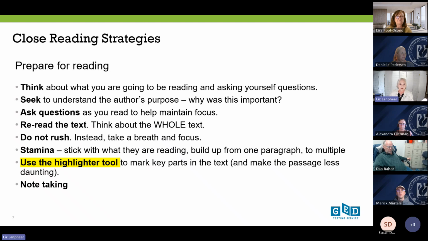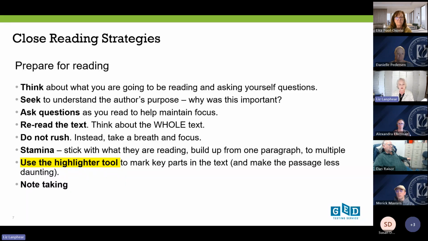Prepare your students to read. What I mean by that is help them to think about what they're going to be reading and ask themselves questions, like, what do I think I'm going to get out of this? What do I think it's going to be about? Things like that. Seek to understand the author's purpose. This is going to be very important in the social studies realm, and you'll see it in the second half of this, how this all comes together in those specific social studies performance level descriptors. And ask questions. It helps to maintain focus.